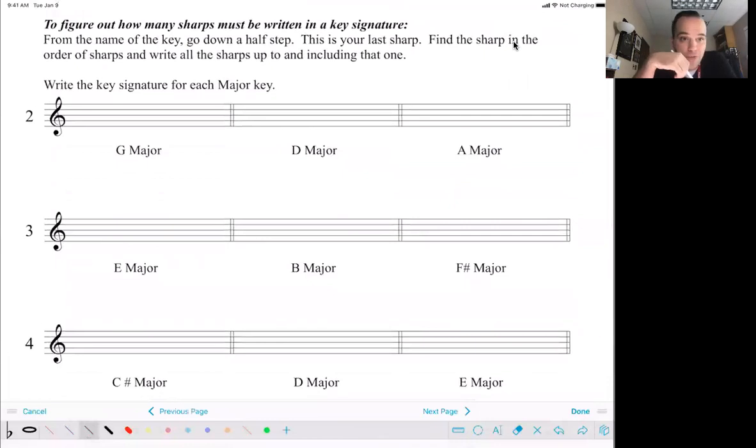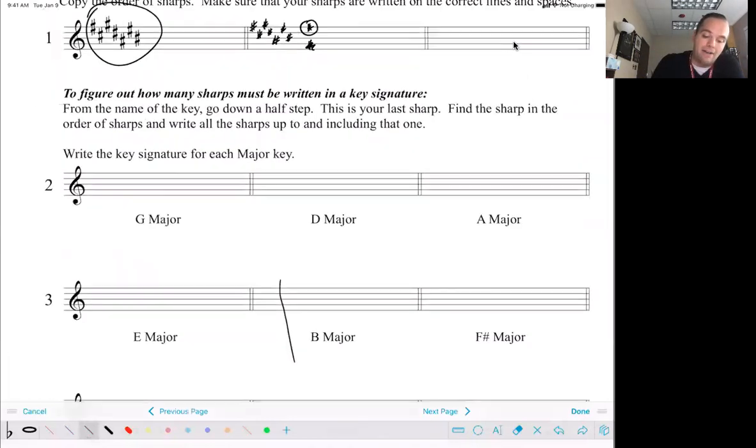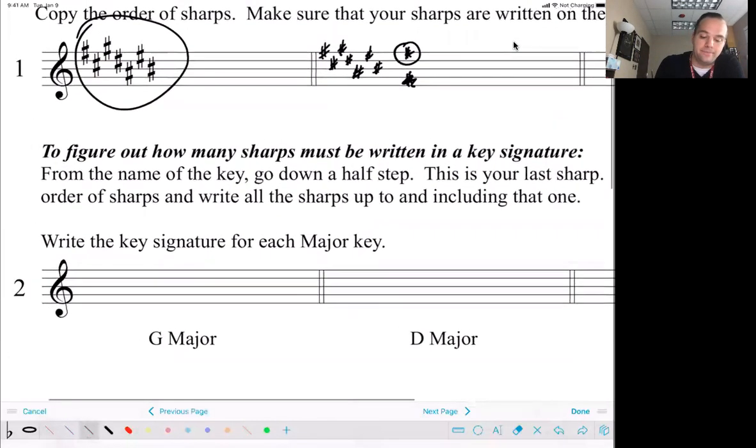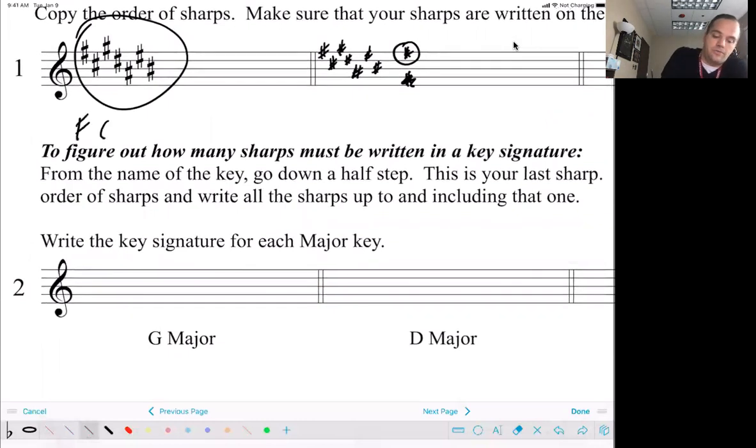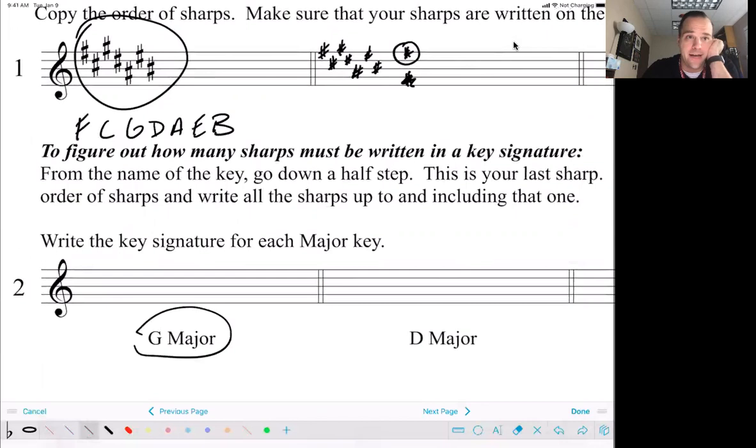Now we have to kind of do this backwards, right? So I've got my order of sharps up here. I could write it out in letters too. Father Charles goes down and ends battle for myself. And so what I need to do is go backwards. So they've told me G major. How do I draw it? I need my last sharp to be F sharp. So I look at my list. F sharp is the first one. So I just put 1 sharp and I'm done. That's it. F sharp. Okay.